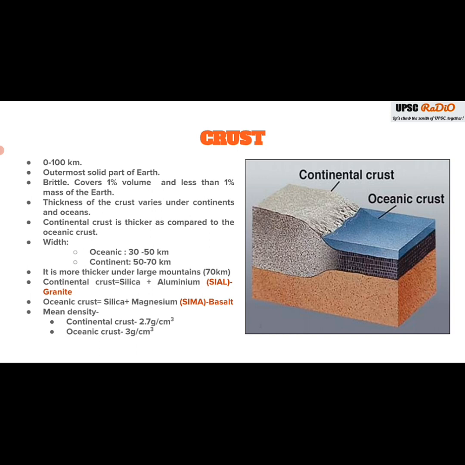Oceanic crust consists of silica and magnesium. Si plus Ma, that is Sima. Oceanic crust is made up of basalt rocks. Mean density of continental crust is 2.7 gram per centimeter cube and that of oceanic crust is 3 gram per centimeter cube.